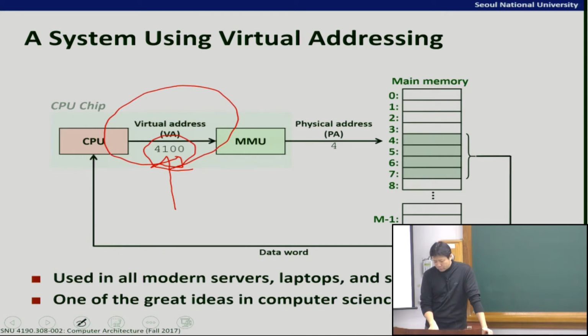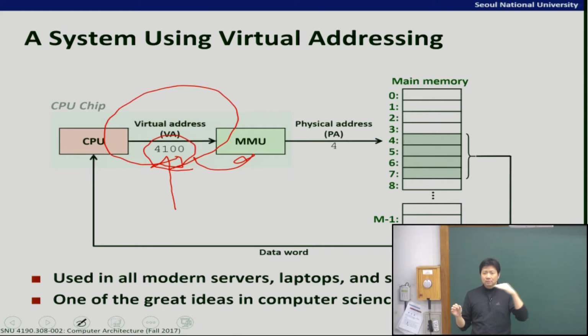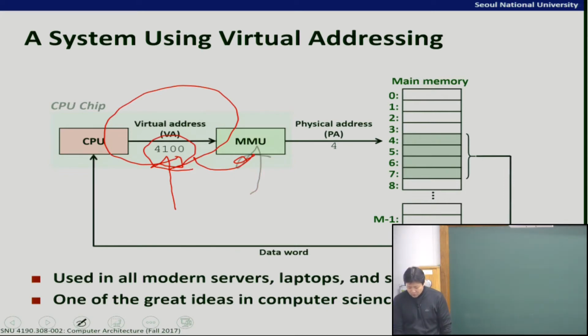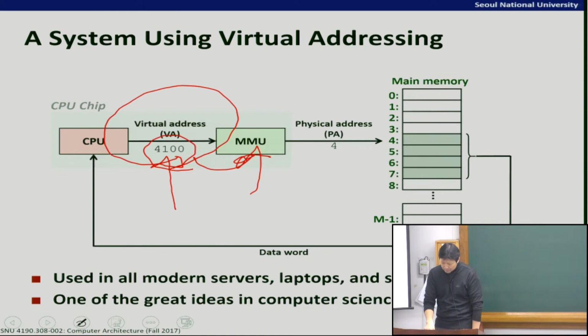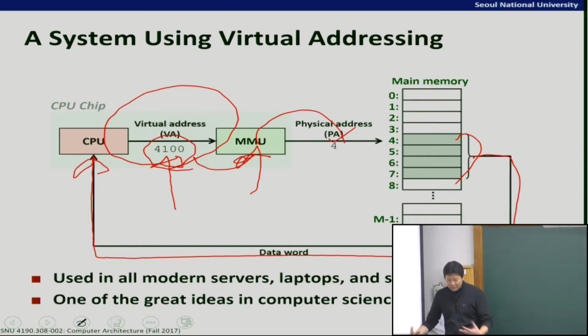Then this MMU actually maintains a table inside it, so that it can make a translation from virtual address to physical address. This mapping information is managed by the MMU, the memory management unit. So if the MMU takes a request with address 4100, this will be translated into physical address 4. So the data is actually read from this location and comes back to memory. Okay, so this is an example of virtual addressing.